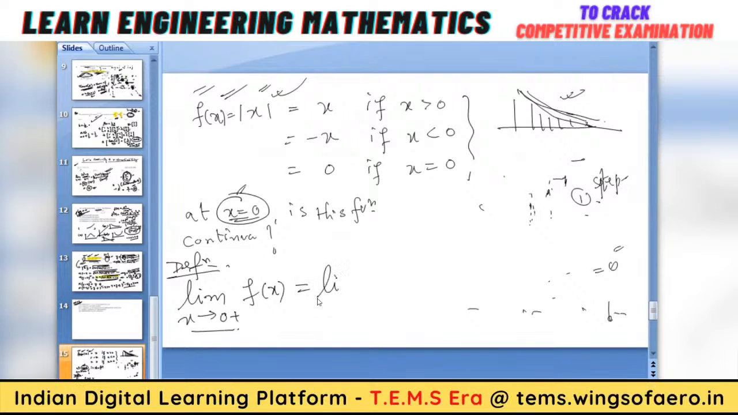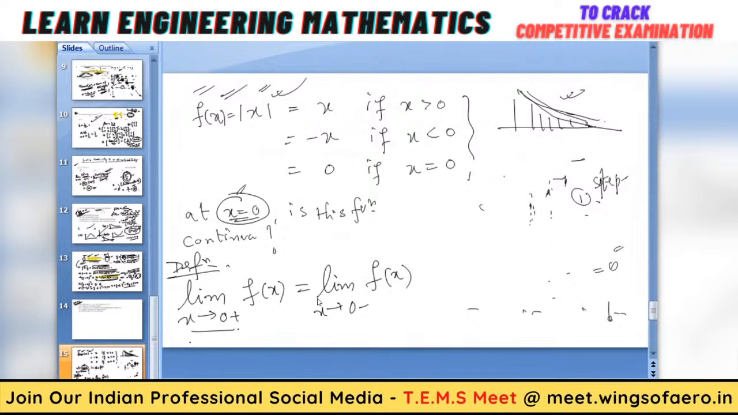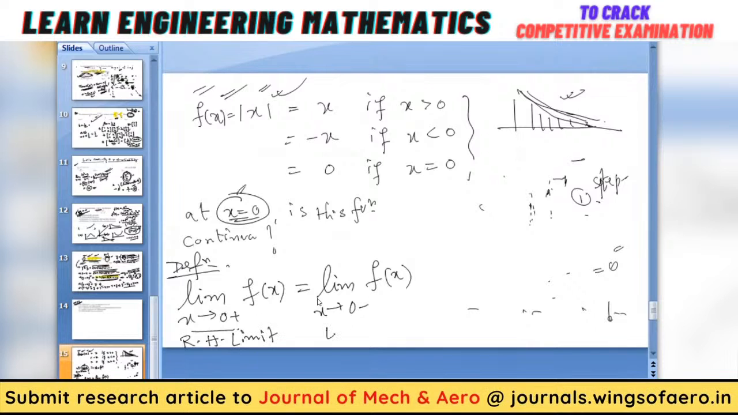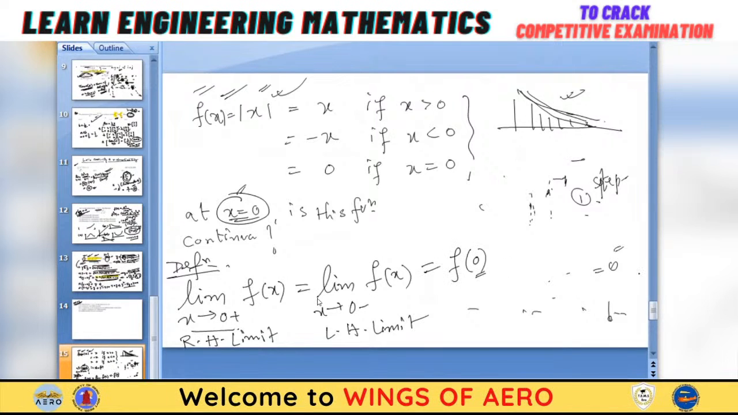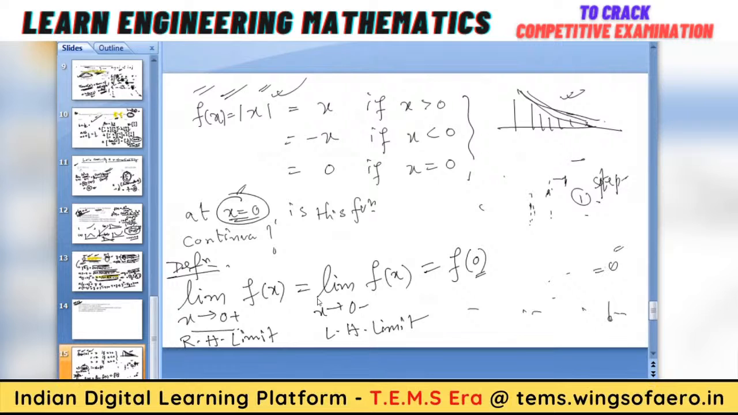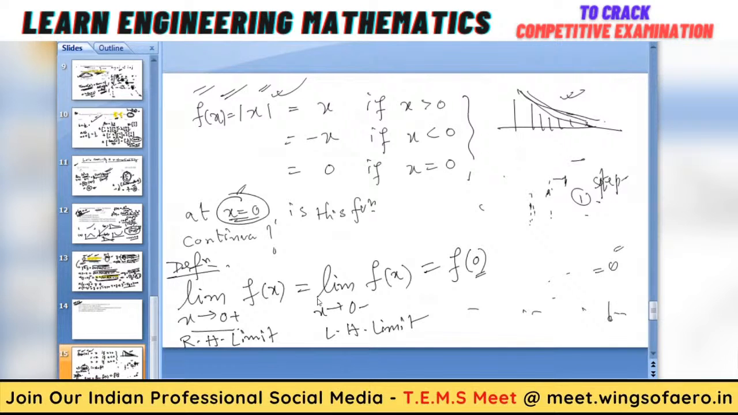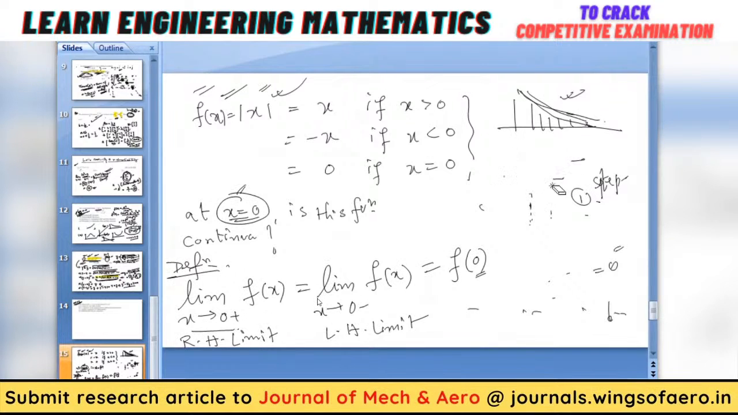Okay, this should be equal to limit x tends to 0 minus f(x), which is called the left hand limit, and this is the right hand limit. This should be equal to f of 0, that is the functional value at the point 0. Then we can say that yes, the function is continuous, otherwise not. So simply I'm checking whether this function is continuous or discontinuous at x equal to 0 or not.